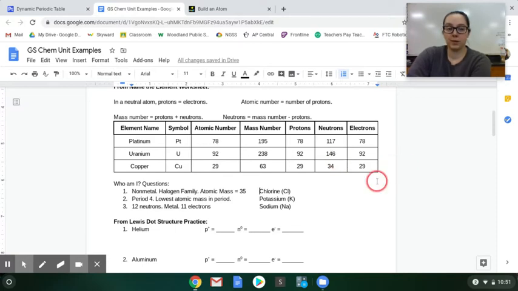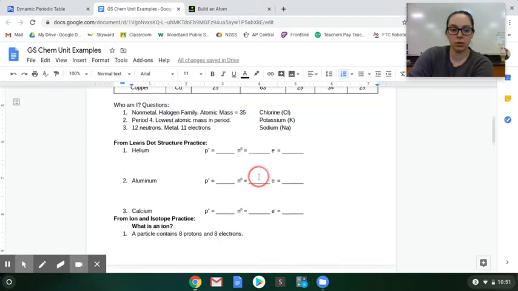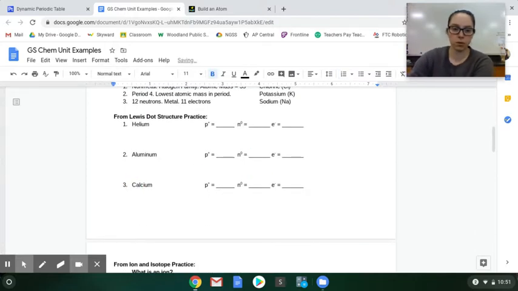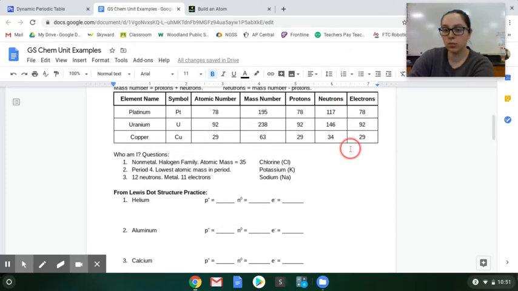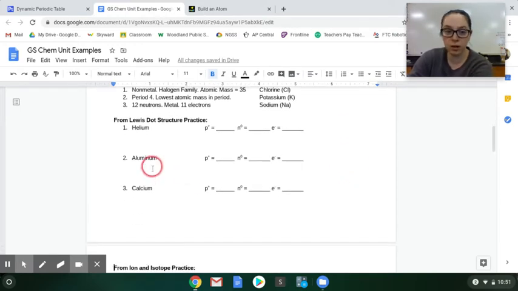Okay, let's go to Lewis dot structures. We've talked about neutral atoms. These are still neutral atoms here. So Lewis dot structure practice. We're about to do the same thing that you just did up here, determining protons, neutrons, and electrons. I think we should do that first before we move on to do the actual dot structure.